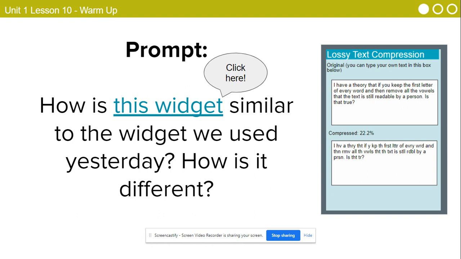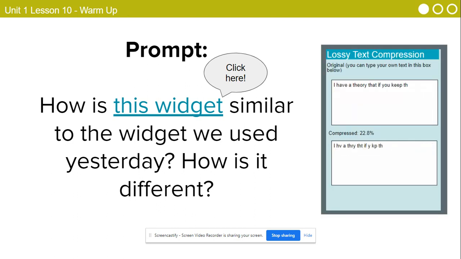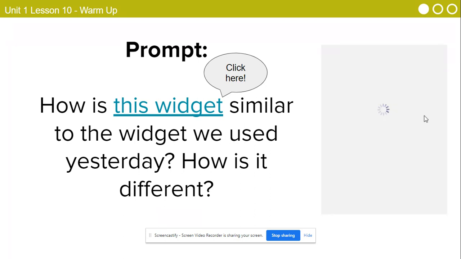How is this widget similar to a widget that you used yesterday, and how is it different? It's compressing it. One is compressing it for us. What else do you notice about it? It's making the total paragraph smaller. There's no dictionary. It's making the paragraph smaller. What else is different?